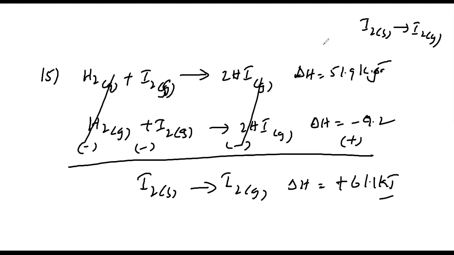Next, question number 16. If the heats of combustion of red phosphorus and yellow phosphorus are minus 8.78 and minus 9.1 kilojoules respectively, the heat of transition of yellow phosphorus will be. Heat of combustion of red phosphorus, I said, na.